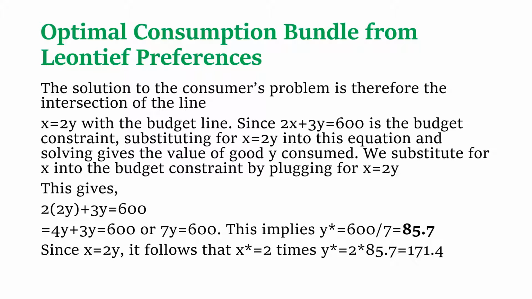Now instead of having x there, you just plug 2y there. So we no longer have x there, but 2y, right? So we are multiplying 2 by 2y plus 3y equals to 600. So 2 times 2 is 4, and then plus 3, that is 7. So 7y equals to 600. So the value of y is what? 600 over 7, which is 85.7. So this is the optimal bundle that this consumer is going to buy.